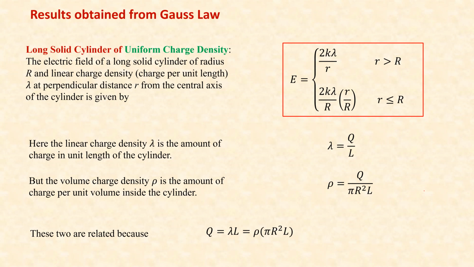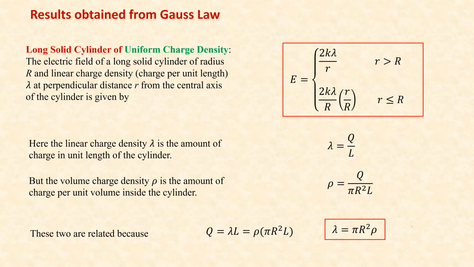From this equation, Q is equal to lambda times L. From this equation, Q is equal to rho times pi r squared L. So we can put these together and L cancels, and then you get lambda equal to pi r squared rho. So lambda, the linear charge density of a solid cylinder, is equal to pi r squared, the area, times its volume charge density.